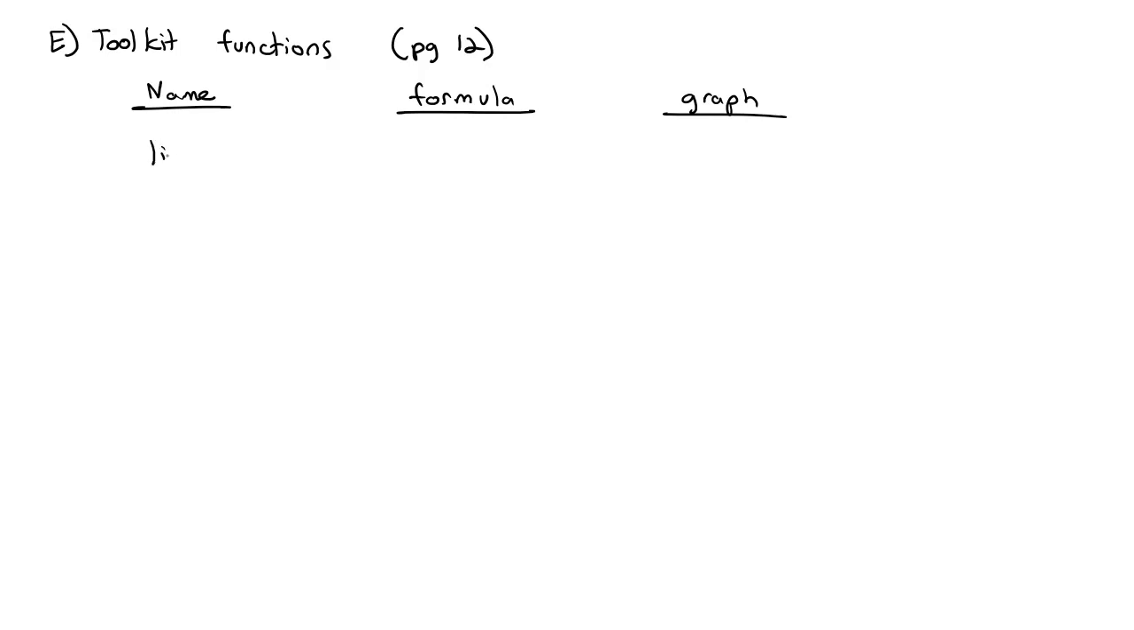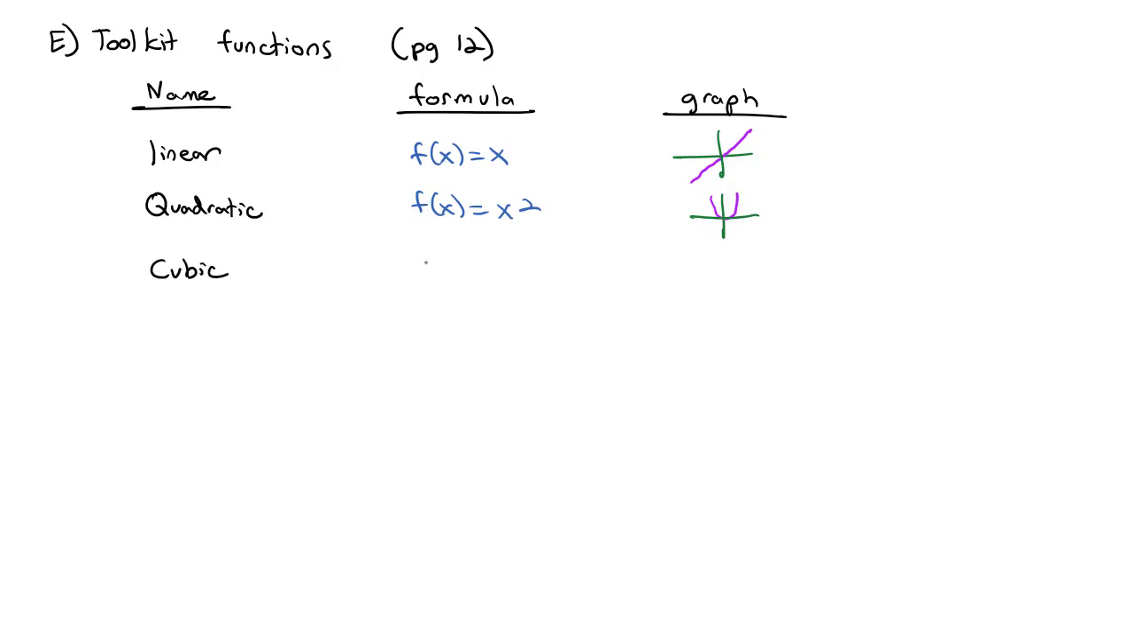But we've got linear functions, which are f of x equals x, and the graph of these looks like a straight line going up diagonally. We have quadratic functions, which are f of x equals x squared, and the graph of a quadratic function looks like a U. There's cubic functions, which is f of x equals x cubed, and the graph of which comes in from the bottom, levels out, and takes off.